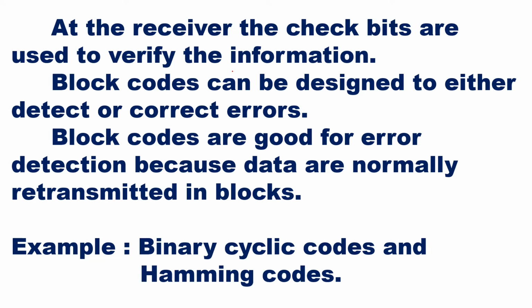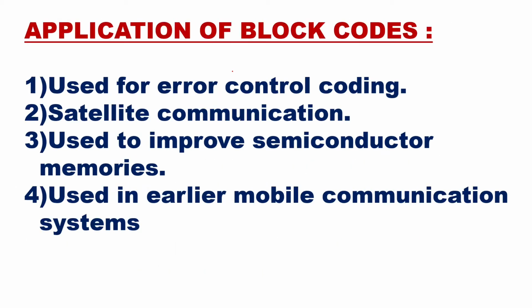As examples of block code, you can have binary cyclic code (BCC) and you can have Hamming codes. These are just two examples of block code methods. Then if you look at applications of block codes, they can be used for error control coding. They can be used in satellite communication. They can be used to improve semiconductor memories. They can be used in earlier mobile communication systems.